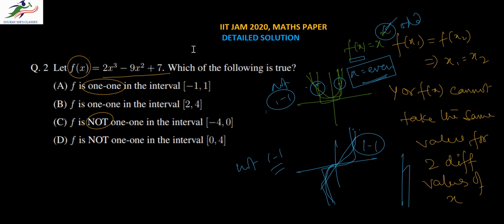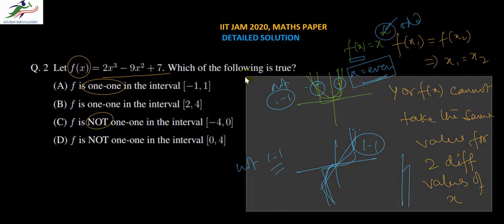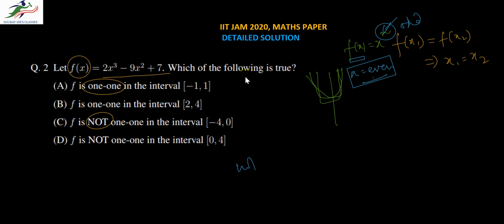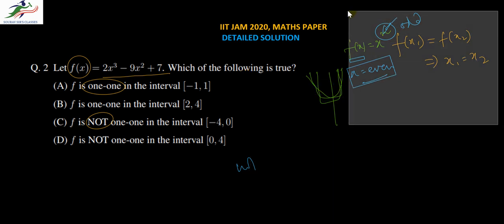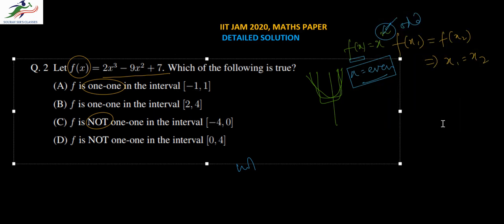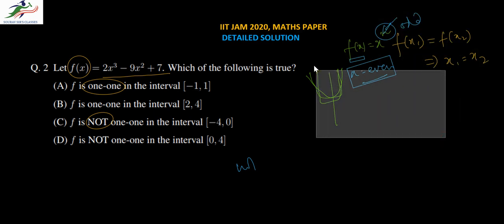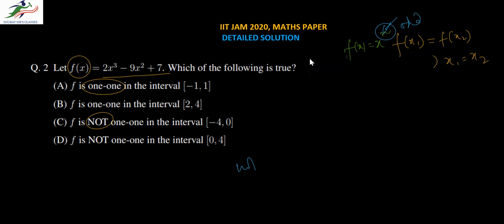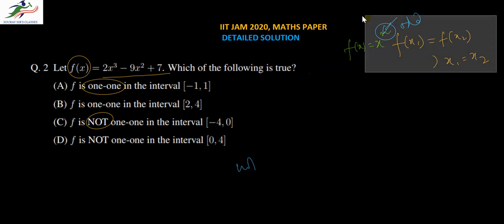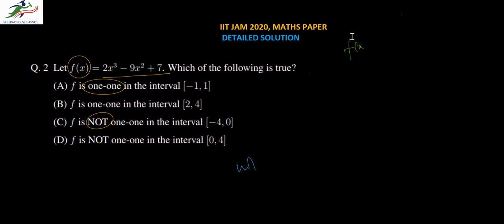Now let us look at the given function. Now the given function is of the form x cubed and x squared. Now based on what I just told you, you will probably question me that we have both the functions here, so how will we handle this one?